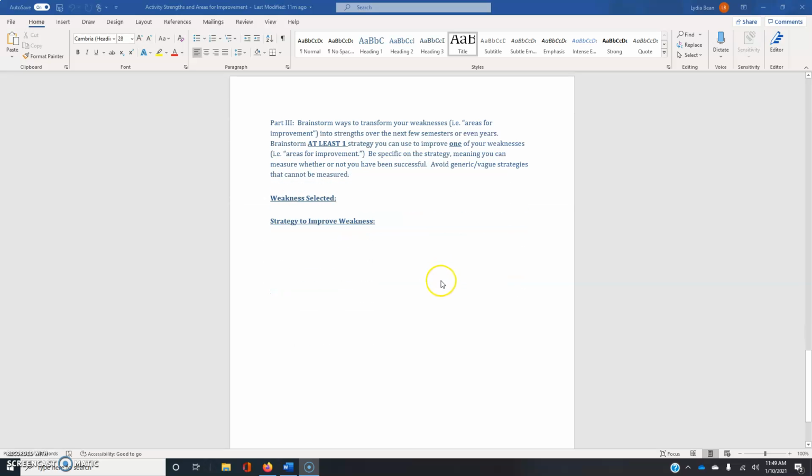Then in part 3, you're going to pick one of your weaknesses. You do not need to pick all of them, just pick one of them. And I need you to come up with a strategy of something specific, something concrete, something measurable that you can start doing today, tomorrow, next week that starts chipping away at that weakness. Now, the tip on the strategy is please do not be vague, okay? I need you to be very specific so I can, in fact, measure it.